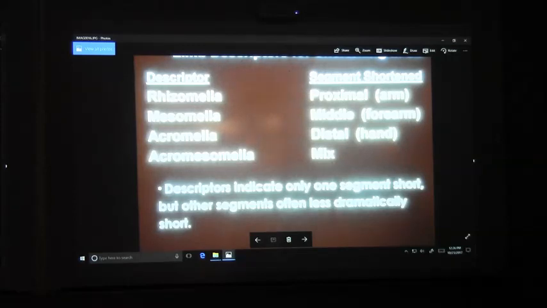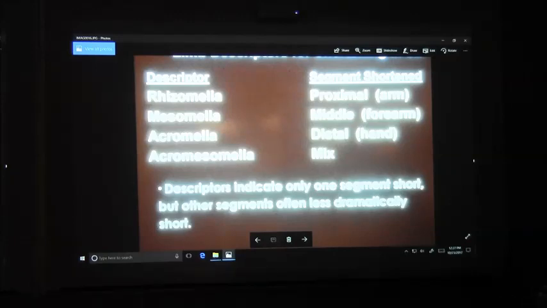Another descriptor that we use in regards to limbs is the term rhizomelia, which means proximal shortening. Mesomelia is middle shortening, and acromelia means distal shortening, which means the hands are short. When you have a mixture, like acromesomelia, it's both acro and the middle portion of the limbs that's short. Now, I don't want you to think that it's all this neat a package. It's not. Many of the individuals who are disproportionately short are going to have all the bones short, but some of the bones are going to be shorter than the others. When you're naming these, you use that to categorize your condition.